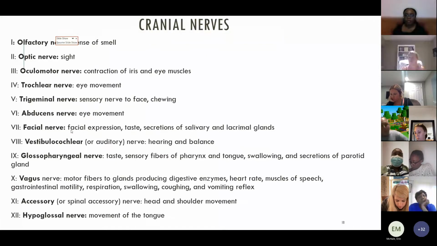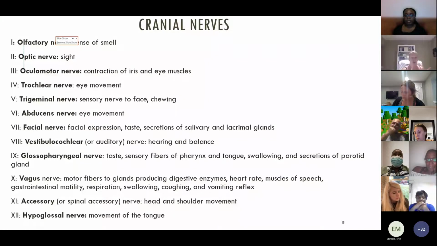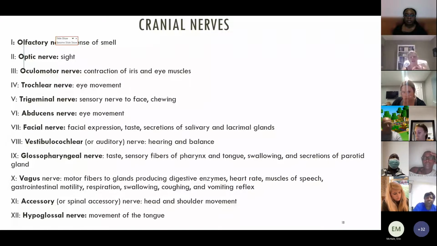So this is just a list of all of the cranial nerves that we have. We have an olfactory nerve that's going to help us have a good sense of smell. We have our optic nerve, which helps with our vision. We have our oculomotor nerve, which helps our iris contract and helps control our eye muscles. We have our trochlear nerve, which is going to help control our eye movement so that we can see all around. We have our trigeminal nerve, which is our sensory nerve in our face, and it affects our chewing. We have an abducens nerve, which also contributes to some aspect of our eye movement.